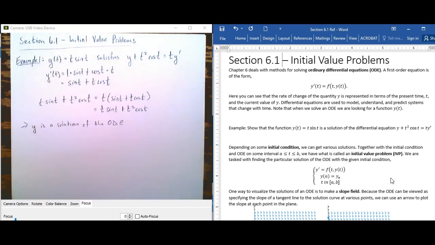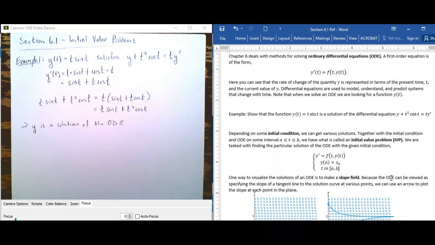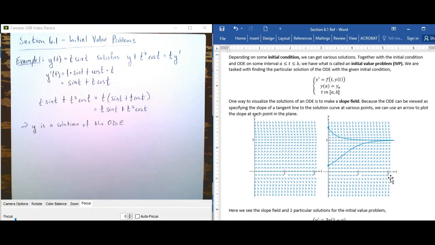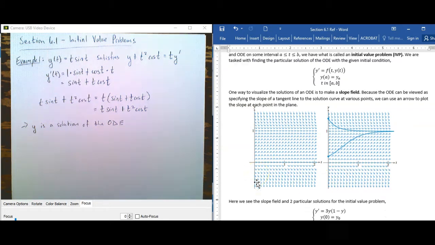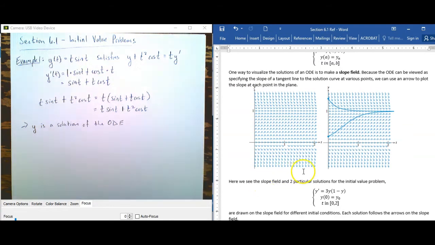To visualize some ODE, we make what is called a slope field, because there are, in cases, infinitely many solutions for an ordinary differential equation. Here we can see the slope field for a specific ODE. Basically, a slope field uses y prime to calculate the slope of some tangent line to the solution curve at various points in the ty plane.